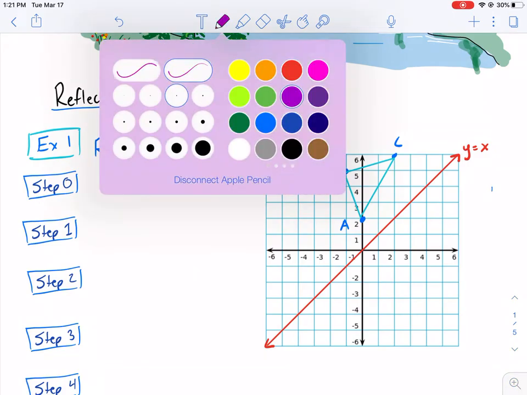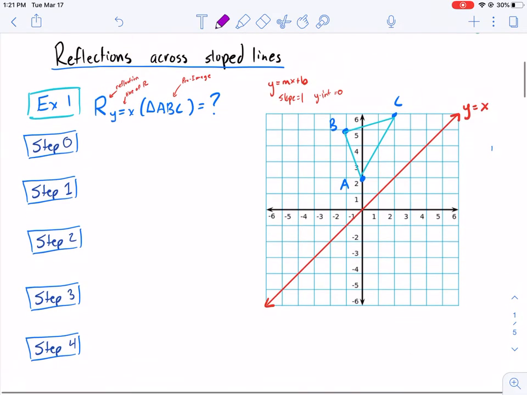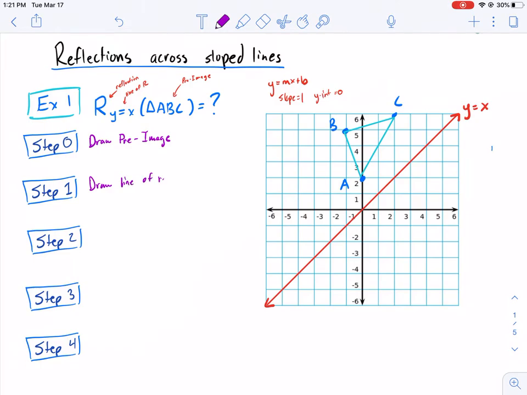So step 0, if we're trying to pinpoint this into a step-by-step process, step 0 would be draw pre-image. That's the first step, and it's already drawn A, B, C for you there. Okay, you need to know what your pre-image is. Step 1, draw line of reflection.